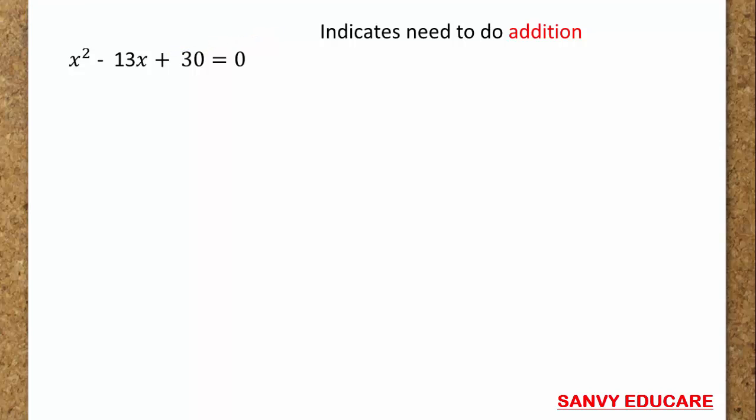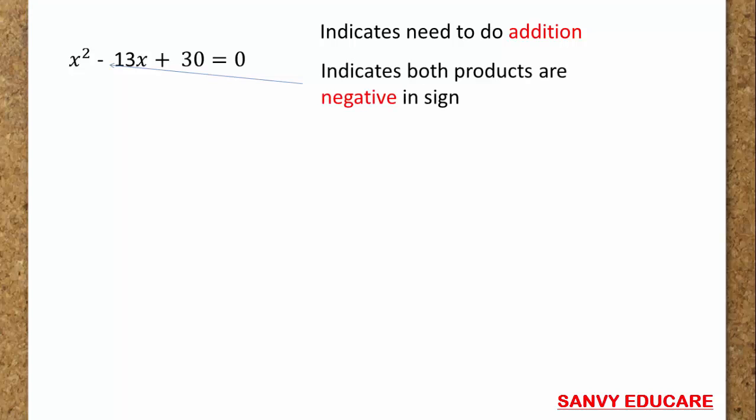Now let's go to the middle sign. The middle sign is minus, which means both products are negative in sign. That means we have to do addition, and at the same time both factors should be negative. So let's find the factors. 30 is in the table of 5 into 6; both are minus, and if you add them you get negative 11.